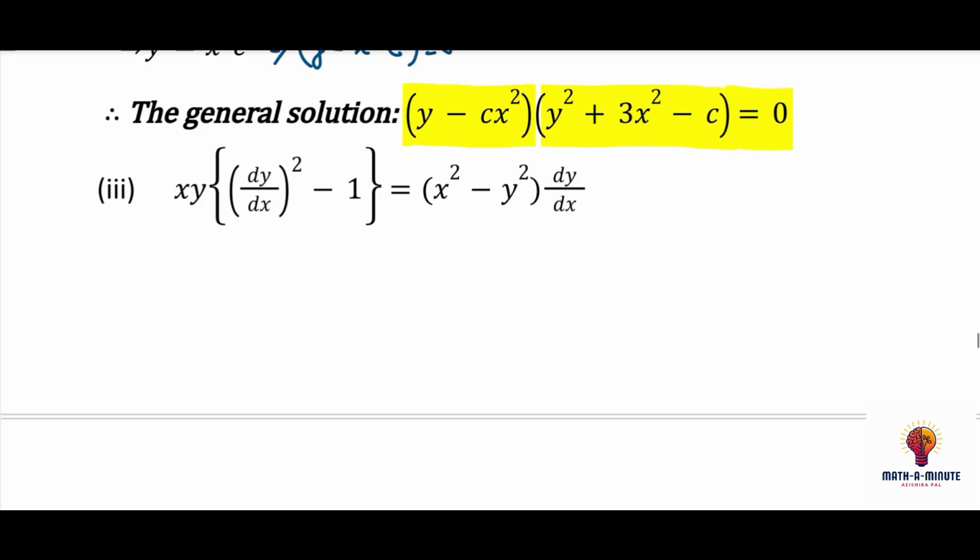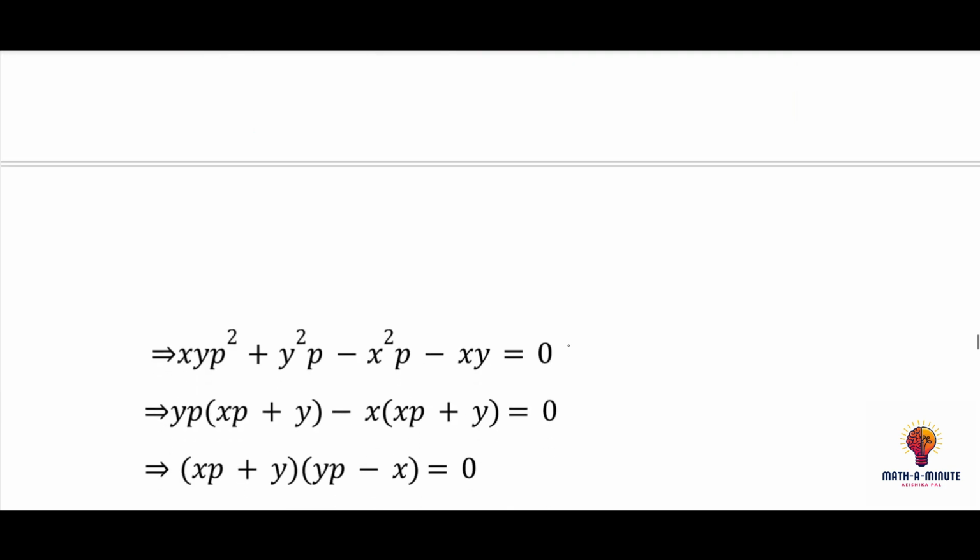So the given differential equation is xy into (dy/dx square minus 1) equals to (x square minus y square) dy/dx. Okay, so we know that we can write this dy/dx as p. So this value will also be p. Therefore the differential equation will be xy p square plus y square p minus x square p minus xy equals to 0. And if we factorize this, it will be (xp plus y)(yp minus x) equals to 0.